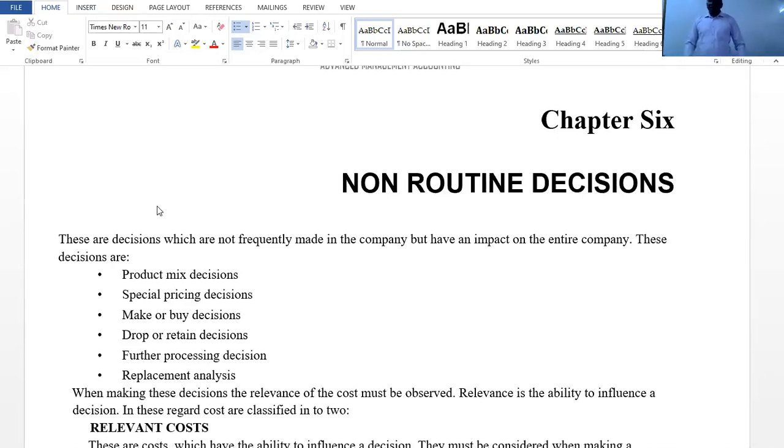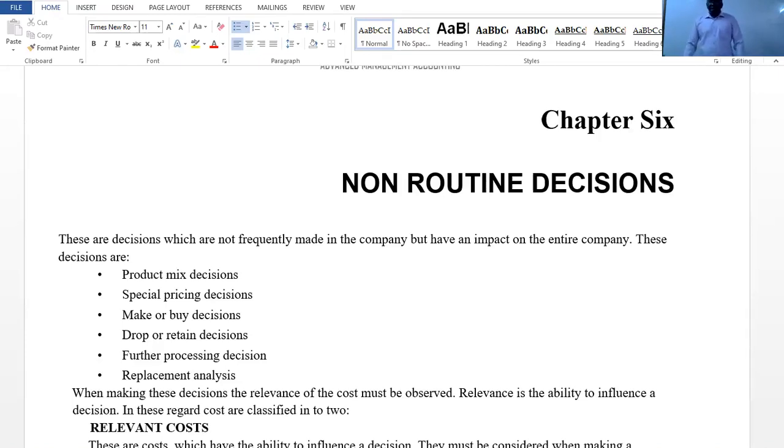When we talk about non-routine decisions, these are decisions which are not frequently made in a company. We don't keep on making them every now and then, but once in a while they are made, and they have an impact on the entire company. These decisions include product mix decisions, special pricing, make or buy, drop or retain, further processing decisions, and replacement analysis.